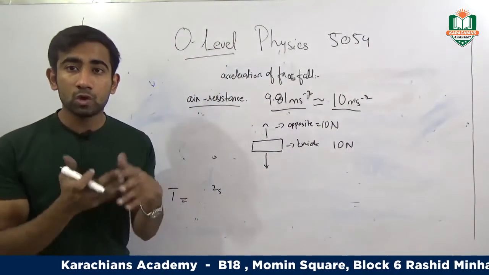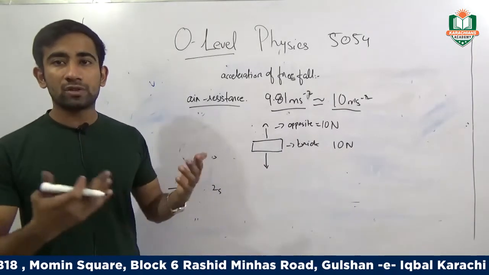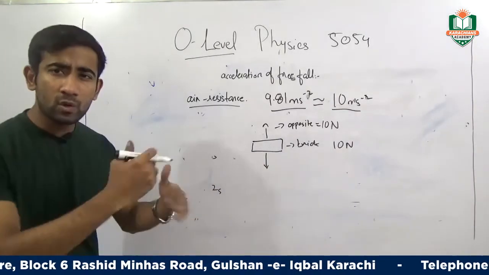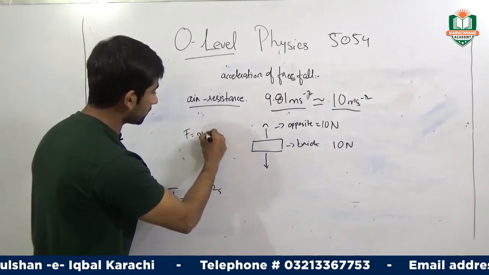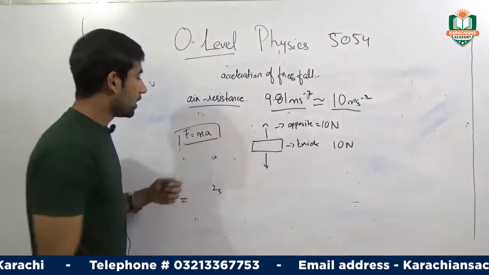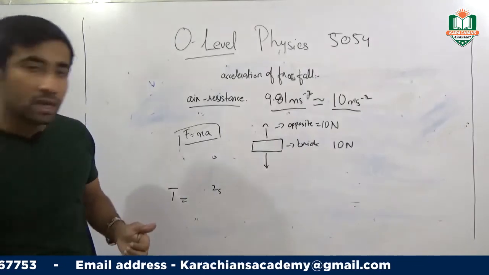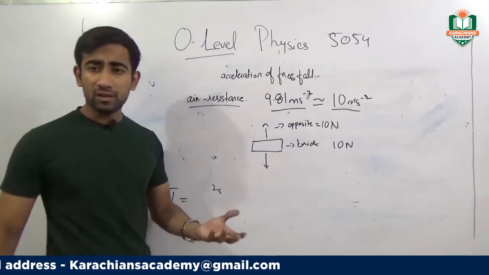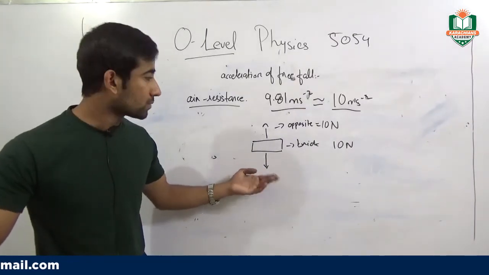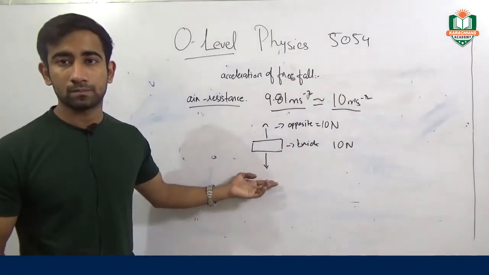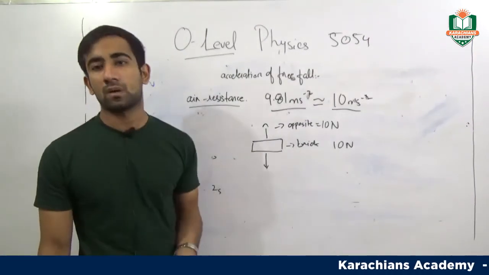So now there is no net force, there is no resultant force acting on this brick. And since there is no resultant force acting on the brick, I will be involving Newton's second law, which is force equals mass into acceleration. Since there is no resultant force, the acceleration will be 0 and there will be no more acceleration. An object will be falling with a constant velocity. And since the object will be falling with a constant velocity, we say that that velocity is the terminal velocity.